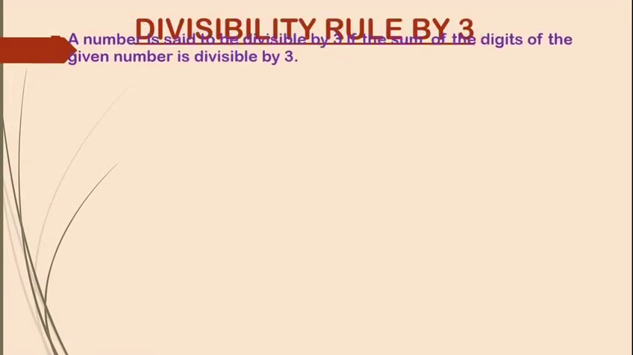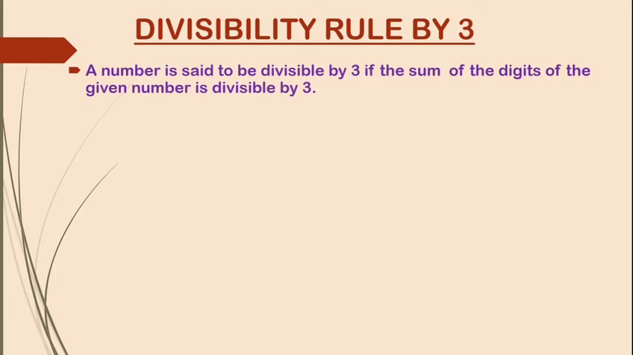Next comes the divisibility rule by 3. So how will you know that the number is divisible by 3 or not? For that, you need to do a little calculation. A number is said to be divisible by 3 if the sum of the digits of the given number is divisible by 3. That means whatever digits are there in the given number, you need to add them and you need to see that this sum is divisible by 3 or not.